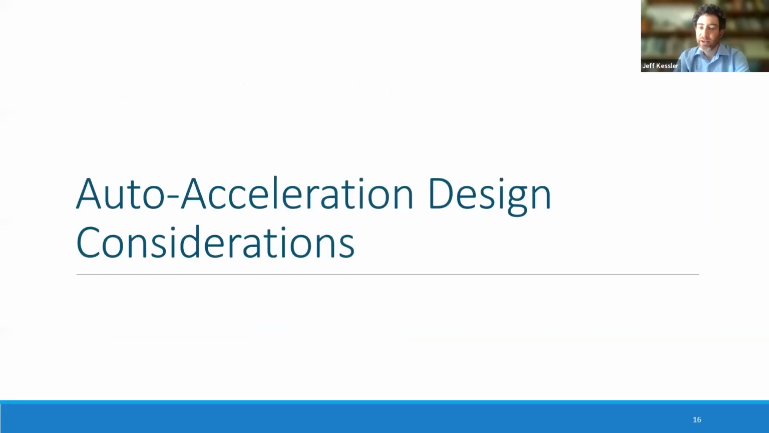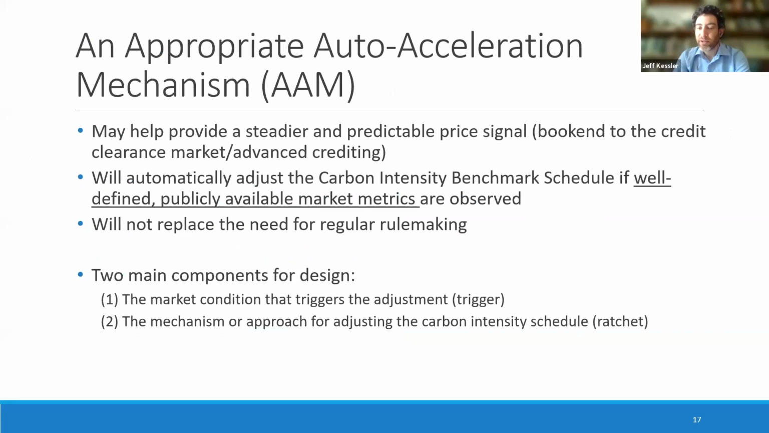The next slides better cover some of the details that CARB staff have considered in relation to auto acceleration concepts. CARB staff does not believe that an auto acceleration mechanism can replace the need for regular rulemaking activity. It is important, however, for the program to encourage investment in low-carbon technologies, and an auto ratchet mechanism can help to achieve this goal. A well-designed and appropriate auto acceleration mechanism can help bolster confidence in the market, acting as a bookend to the cost containment mechanisms and advanced crediting provisions already established in the regulation.